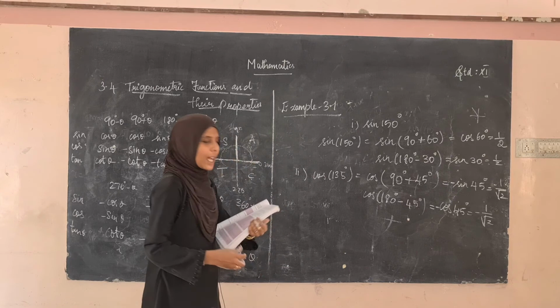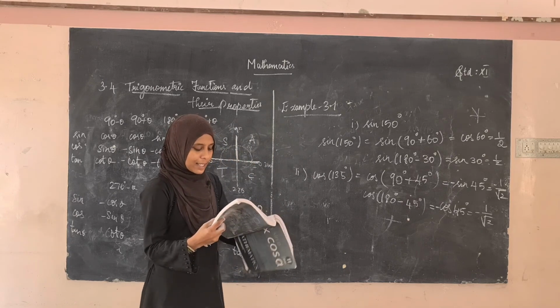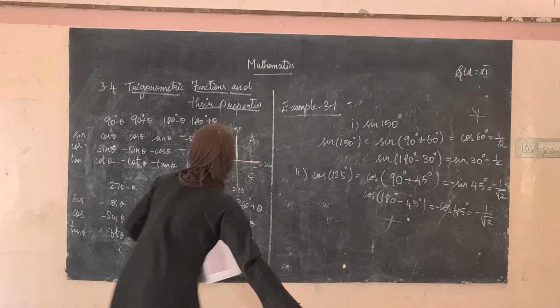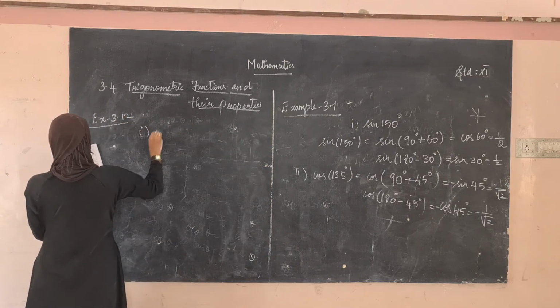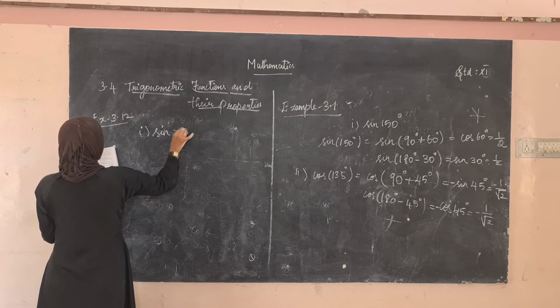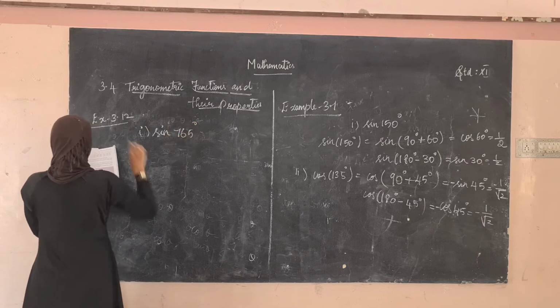See the third subdivision, tan 120 degree. That is the assignment for you. Now let us see the next example 3.12. Find the values of: the first one is sin 765 degree.